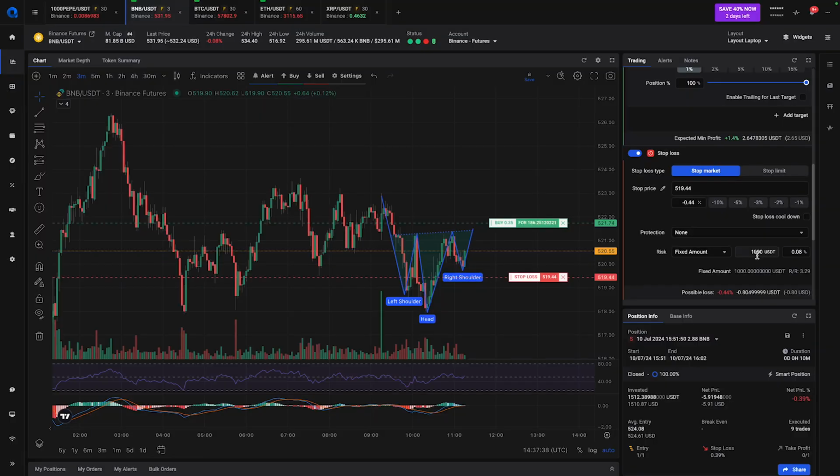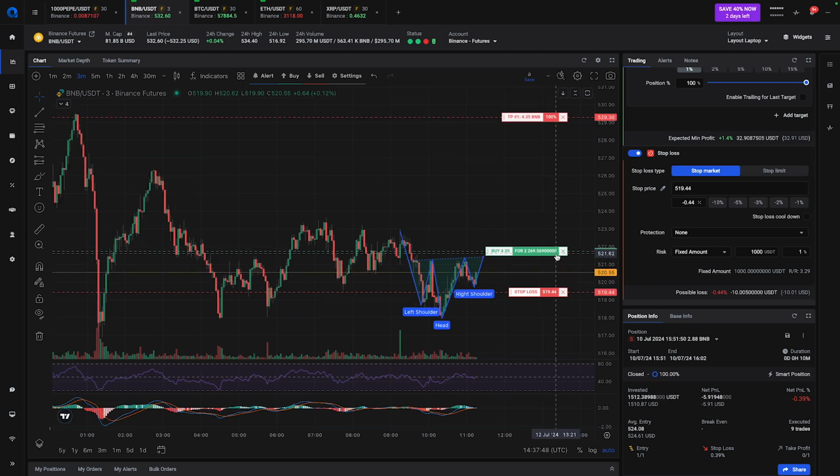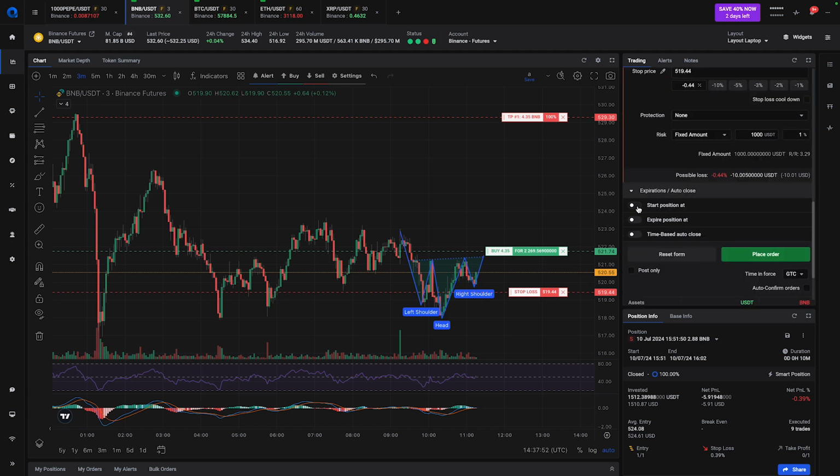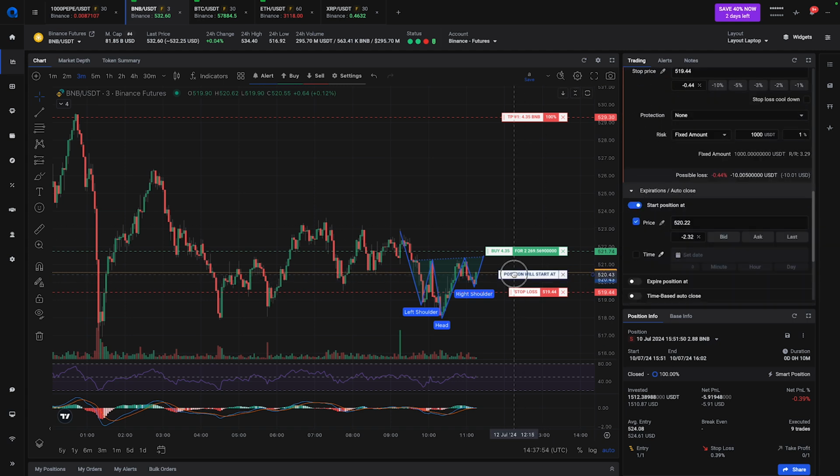Now if I want to risk 1% of 1,000, then I go over to the risk part. I have $1,000 as my fixed amount, and I want to risk 1% of it. Now you can see that the size is automatically adjusted based on my stop loss. Now if I were to place this on the exchange, it would execute immediately again, so I would need to set the start position at.